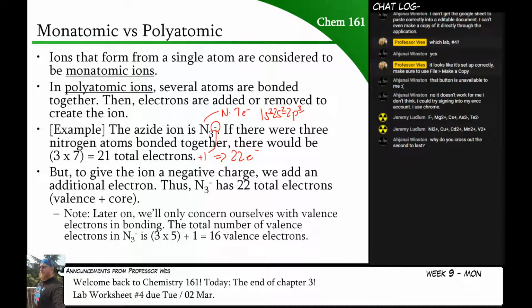Now, in Chapter 4, we're going to ignore core electrons. And what we're going to do is say, okay, I only care about valence for bonding. So we would say each nitrogen has 5 valence electrons. And this extra electron from this charge is also a valence electron. So the total number of valence electrons in an azide would be a different number, because later on we're going to be counting only valence electrons. So later on in chapter 4, when I ask how many valence electrons it has, don't count all the electrons and then go back to the slide and say, oh, we did it here. Because here I'm just showing you how to count total electrons.